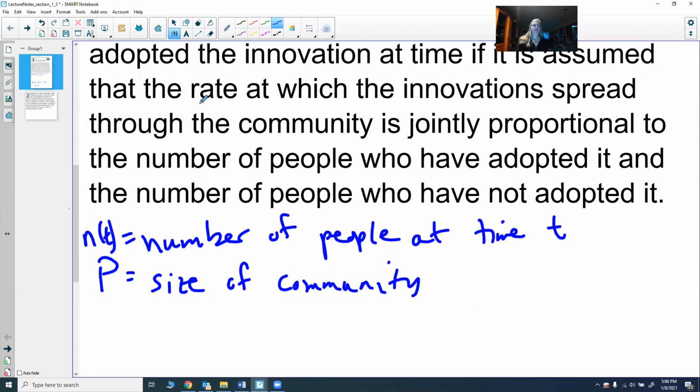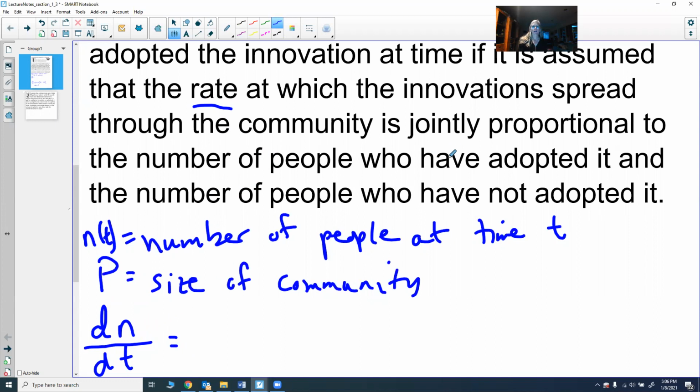And then we're looking at a rate. So every time I see that word rate, that rate means a derivative. So the rate at which it moves through the community is the derivative of the number of people who have it over time. That's that rate we're looking for. So dN/dt is your rate at which the innovation spreads through the community.